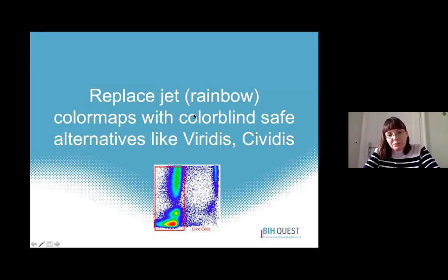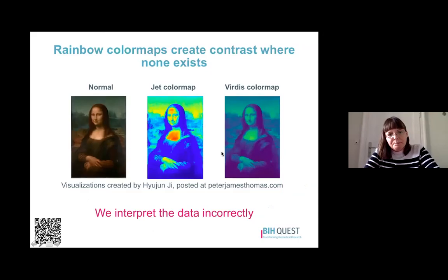The next thing to do is to replace jet or rainbow color maps with colorblind safe alternatives like Viridis and Cividis. So we'll take a look at this. Rainbow color maps are very common. We see them in scientific visualizations and also in the news media, and everybody likes rainbows. The problem is they're really not that great for visualization. First of all, they're not colorblind safe, but in addition, they also create visual artifacts, even for those of us with normal color vision.